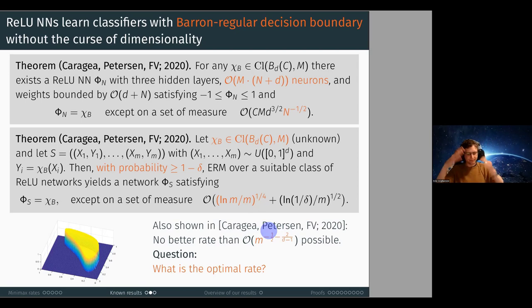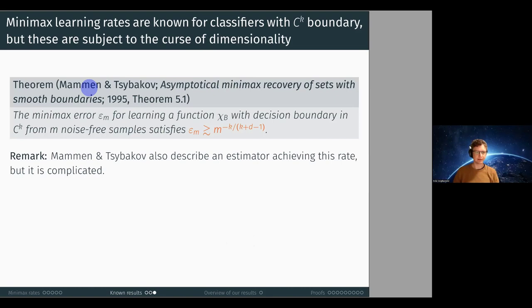Just as a preliminary, somehow similar result, but not for Barron regular sets but for C^k regular sets, the minimax rate is already known. There is a lot of work by Tsybakov and co-authors regarding the question, how well can you learn such regular functions when the boundary is C^k? So you want to learn a classifier where the decision boundary has regularity C^k in d dimensions from noise-free samples. And what he showed is that you cannot do better than the rate m to the minus k over k plus d minus 1. This is a lower bound that they showed, and they also present an estimation algorithm which essentially achieves this rate, maybe up to log factors, I'm not sure right now. It involves a somewhat complicated construction of what the actual estimator is doing, which is why I'm not going to go into details here. For us, the lower bound was more interesting.